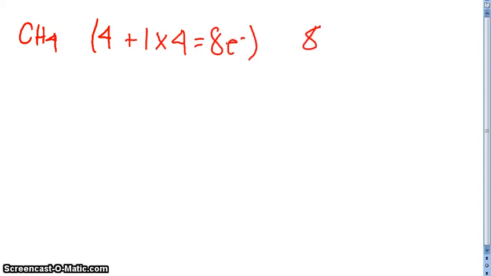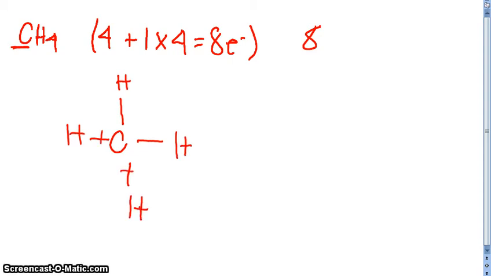Alright, so I start with my carbon, and because I'm going to choose the first atom as the central atom, and then I'm going to make bonds to the outer atoms. Alright, now I'm going to count my bonds. Each bond is 2. So 2, 4, 6, 8. Perfect, we've used all the electrons.